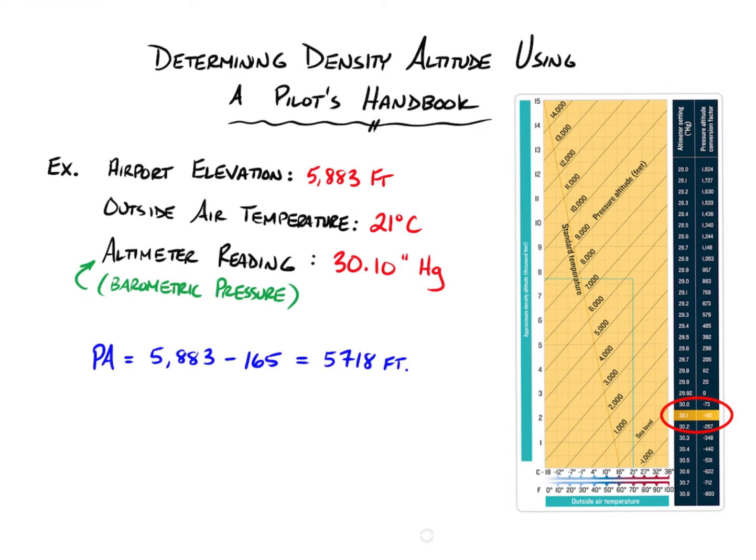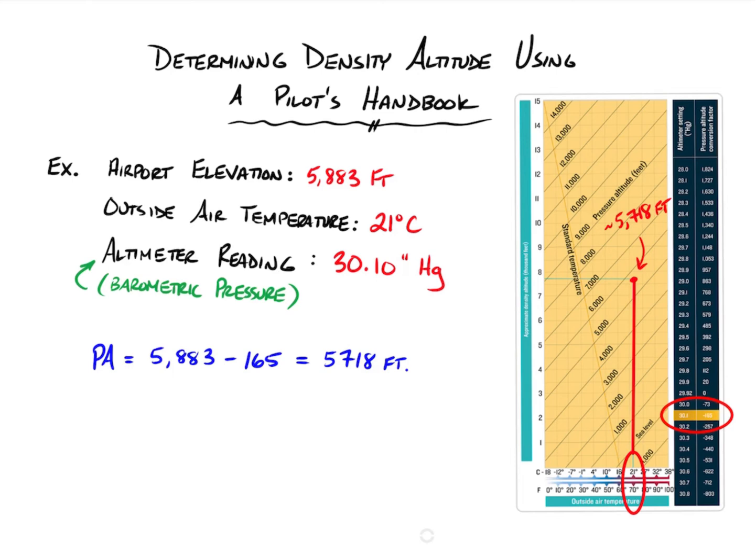Once I have that pressure altitude, I'm then going to go on the bottom and find my temperature reading. So the outside air temperature is 21 degrees. That's what I'm looking at with that circle. And if you follow this line I'm about to draw, I'm going to go up and try to find that pressure altitude that I calculated, 5,718.